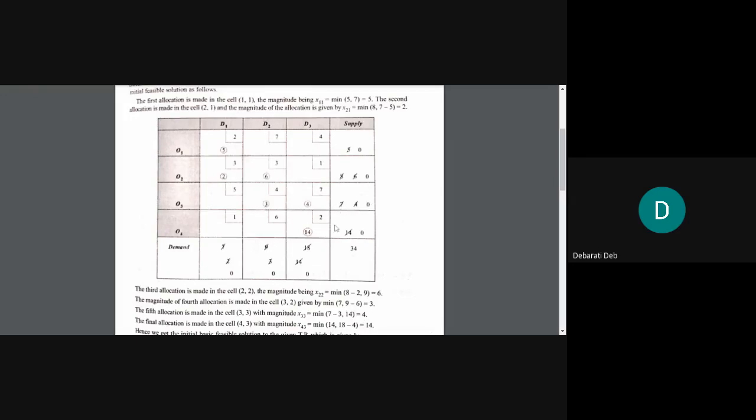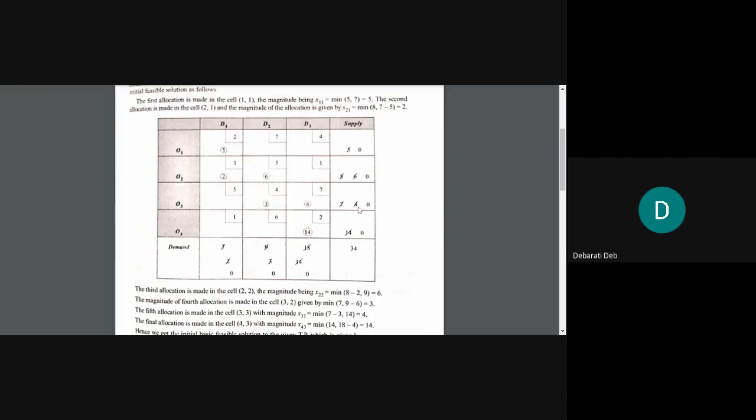Now tell me, where will we move? Downward or right hand side? We were comparing 3 and 7. So this row total is more than the column total. If the row total is more, we move right hand side. Correct? So we are moving right hand side and we are in this box. This is O3D3.